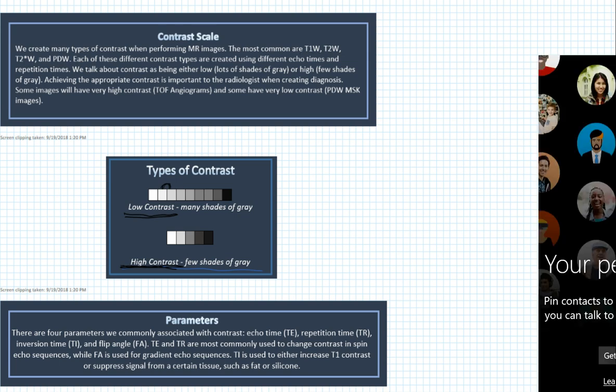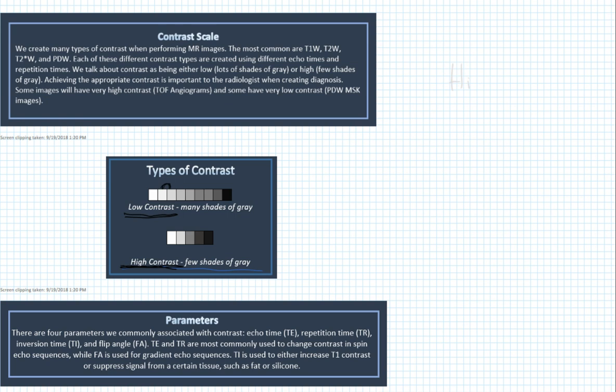For instance, we would want to use high contrast for something like an MRA. For instance, a time of flight of the head is going to yield pictures that have very bright vessels and everything else will be very dark. This is very high contrast. On the other hand, if we were to look at something like a proton density weighted image, we would have lots and lots of shades of gray, because some fluids are bright, some fats are bright, some muscle is bright. So we have low contrast with proton density weighted imaging because we have lots of different shades of gray.